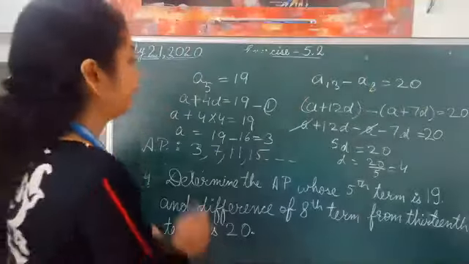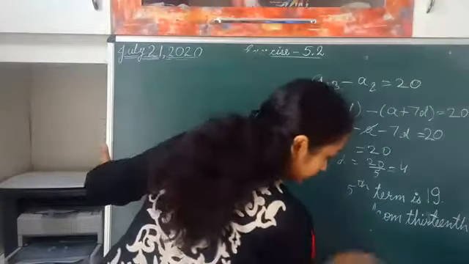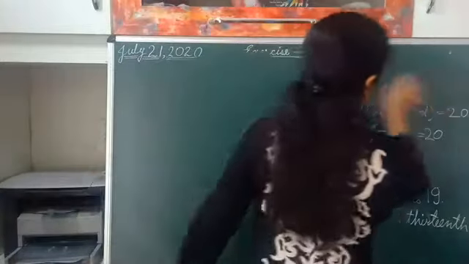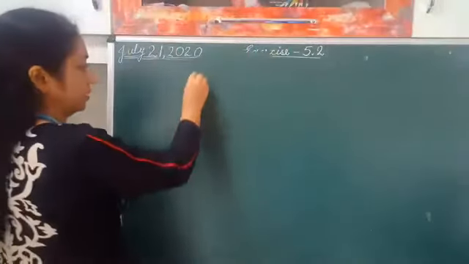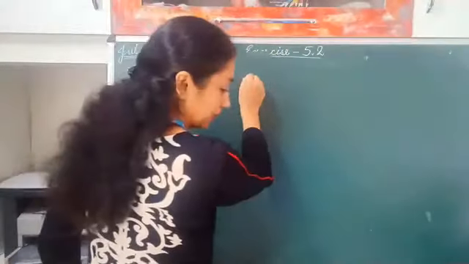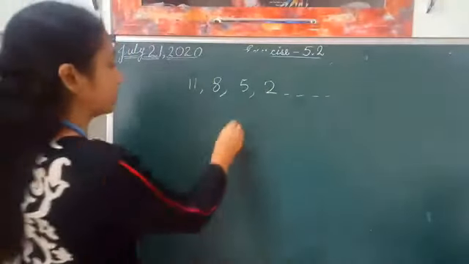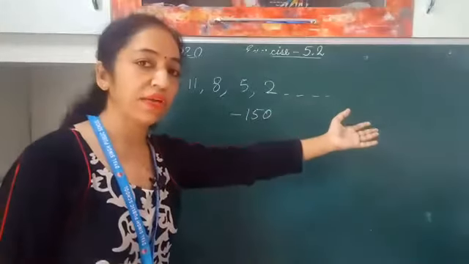Yes. Okay. Now coming to the exercise, we have to start with the 6th question. 5 questions we did yesterday. And your sixth question is, you are given an AP. We have to check whether minus 150 is any term of this AP or not. 11, 8, 5, and 2. They are saying this is the AP given. We have to check whether minus 150 will come in this sequence somewhere or not.